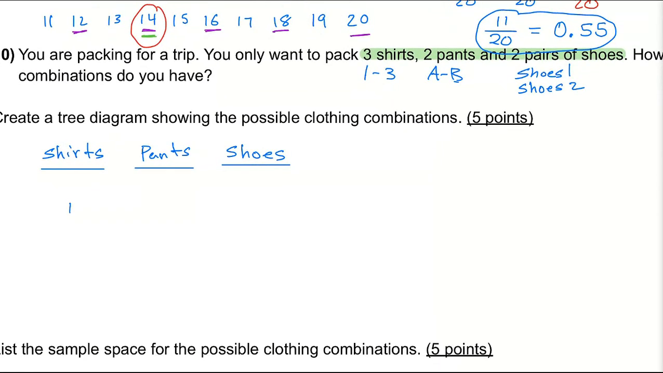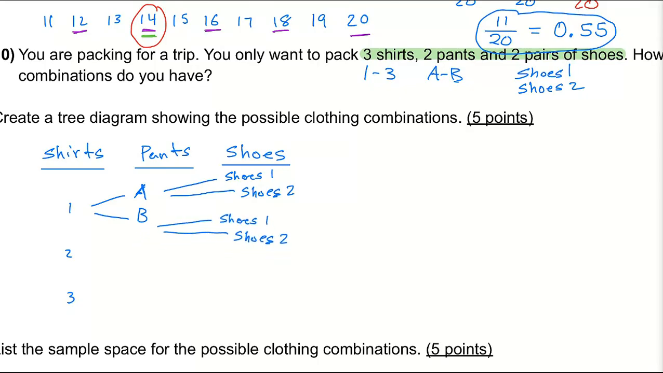So we've got 3 shirts. The shirts that you choose and the pants that you choose and the shoes, none of them really affect another, at least in terms of this math problem, right? So if you choose shirt 1, you can still have pants A or pants B. If you choose pants A, you can still have shoes 1 or shoes 2. If you have pants B, you can still have shoes 1 or shoes 2. It's not going to affect that.